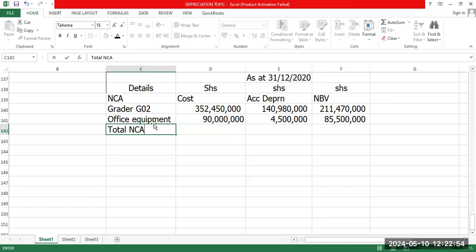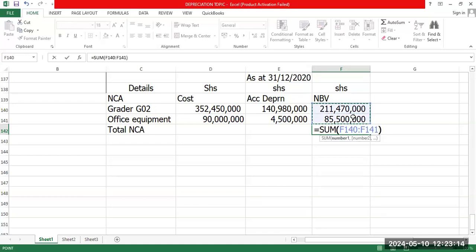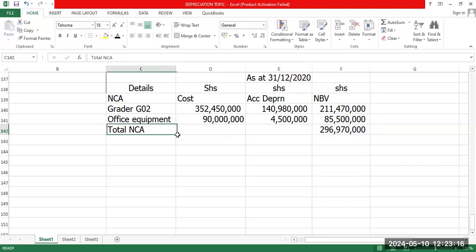Non-current asset, because you see, as at this date, we don't have grade 1. No need of recording grade 1, because you disposed of that asset. Don't record it. So you add here, and that's all. That's the extract of the balance sheet. Maybe non-current asset.